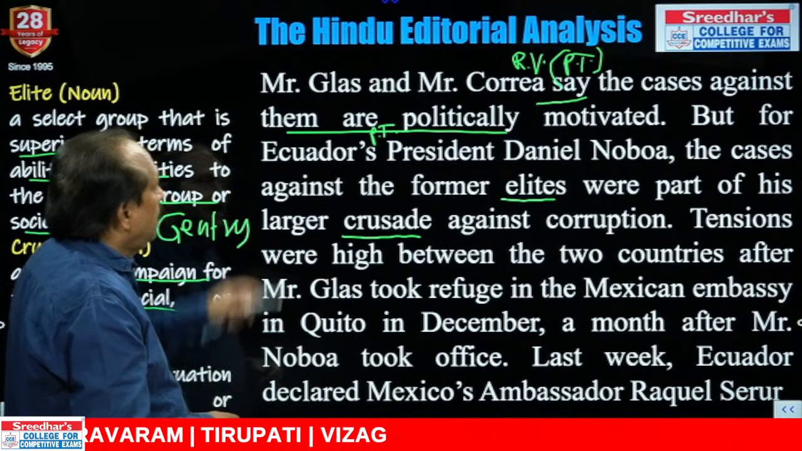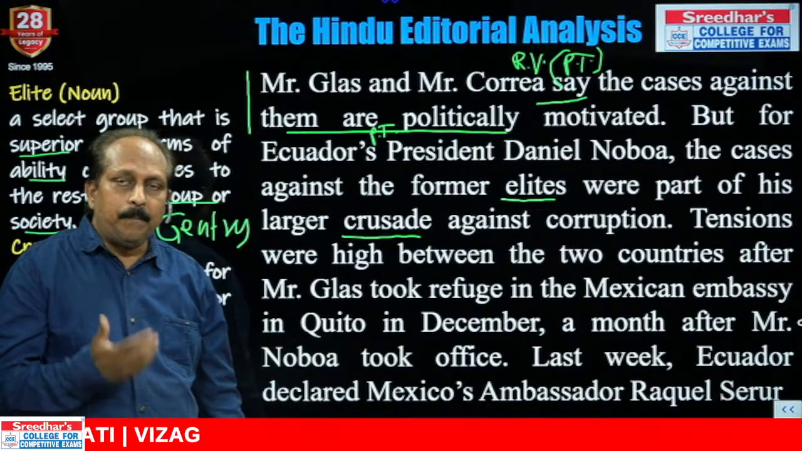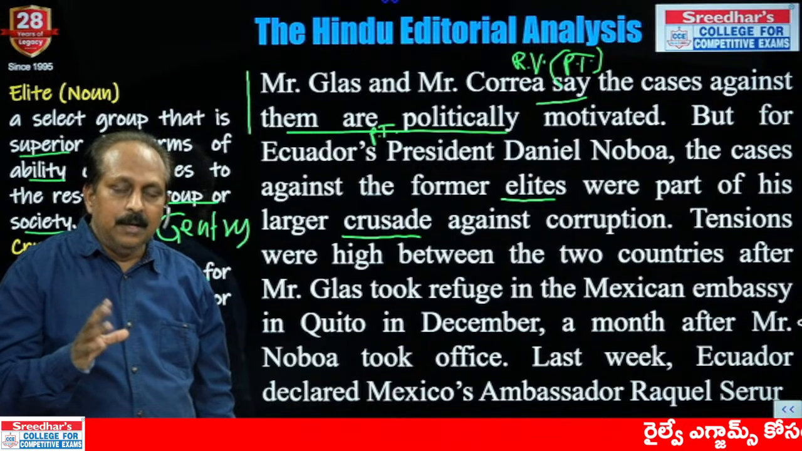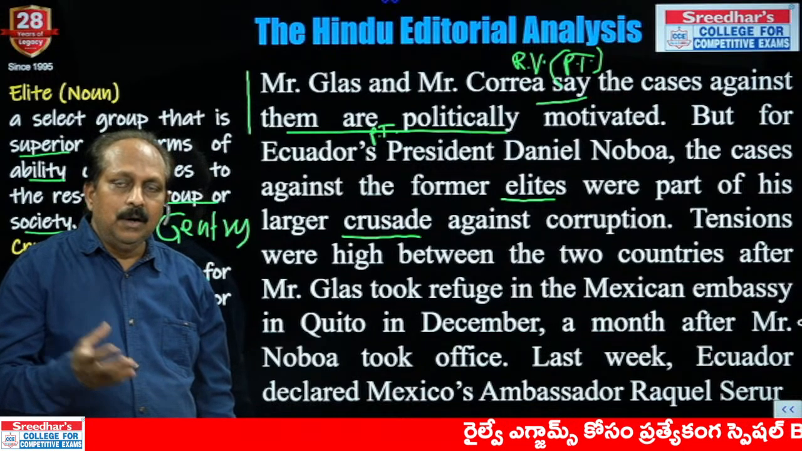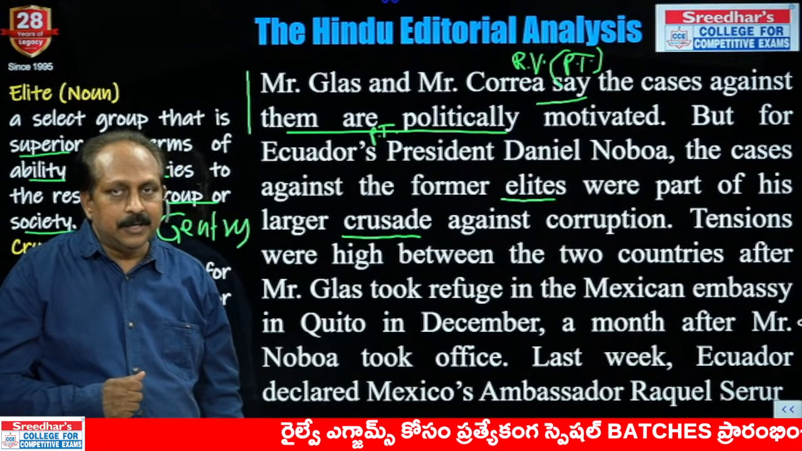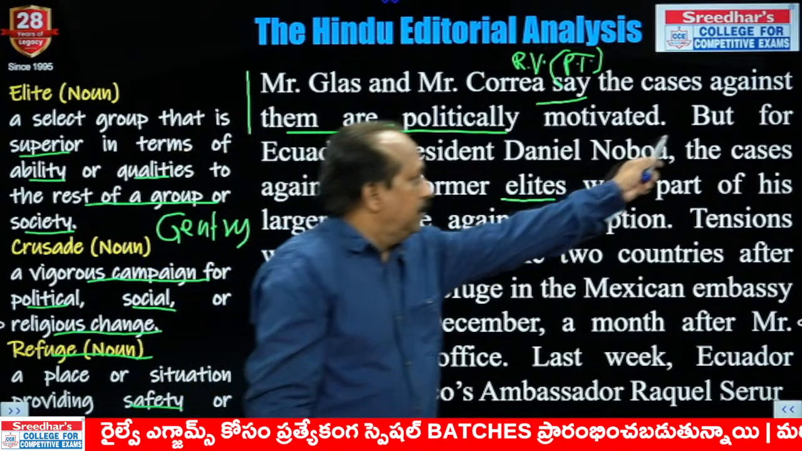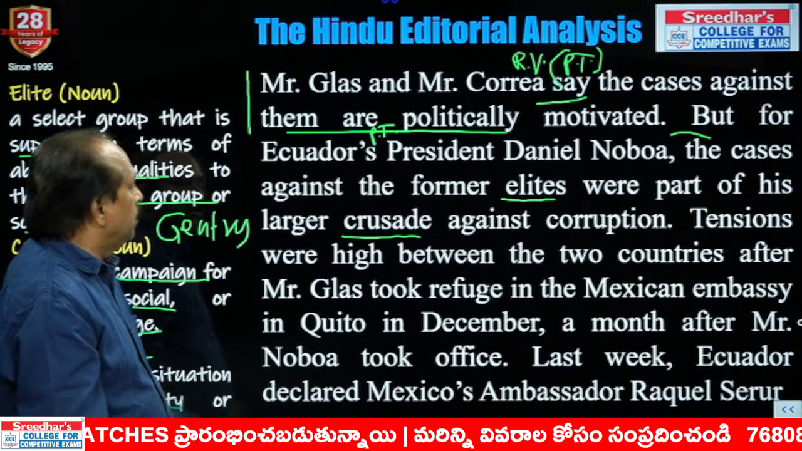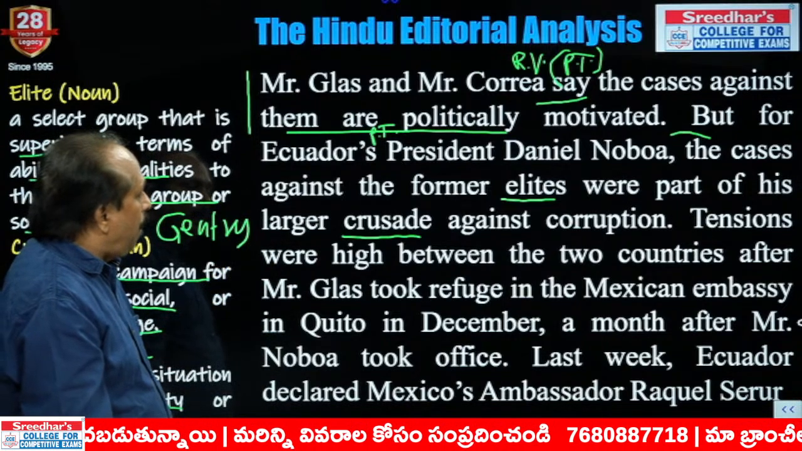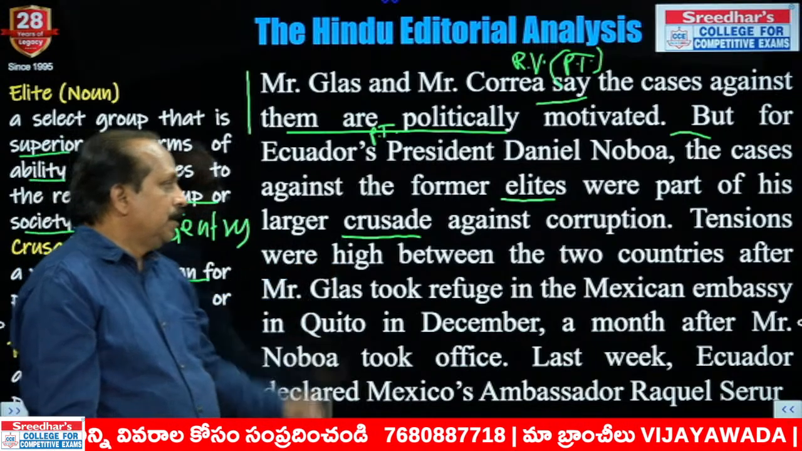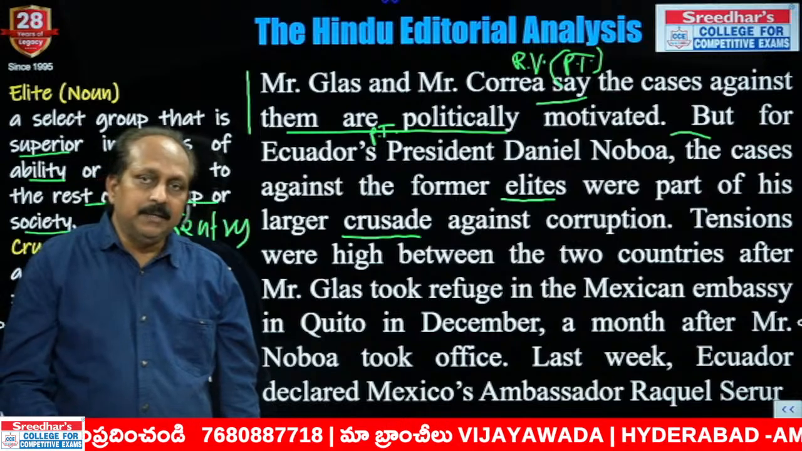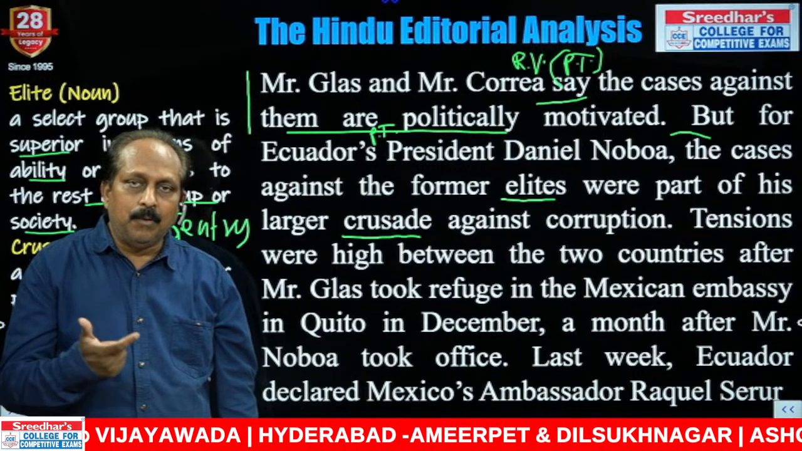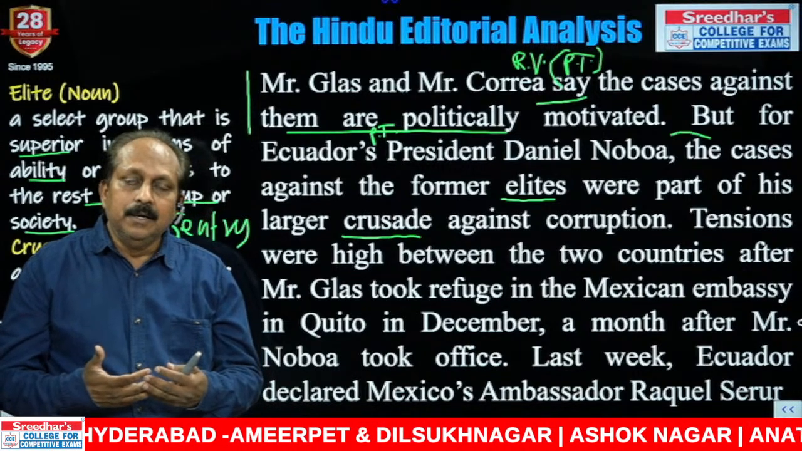Coming to this sentence, these two leaders, the former president and former vice president, say these cases against them are politically motivated, meaning the political intentions to make them weak or to gain some advantage in upcoming elections. But the word but introduces contradictory information. But for Ecuador's president Daniel Noboa, the cases against the former elites were part of his larger crusade against corruption. The incumbent president does not agree, and he says the cases against the former president and former vice president are part of the crusade against corruption.